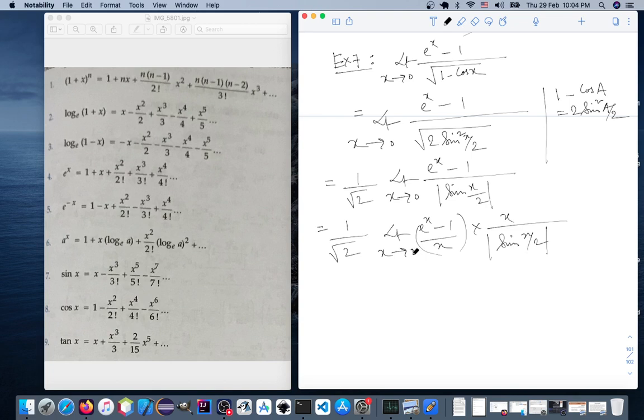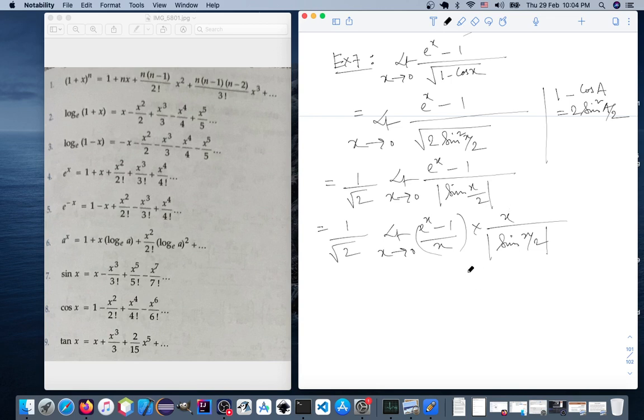If x is tending to 0 positive, we can open this mod simply as sine x by 2. But if x tends to 0 minus, we have to open it with a minus. And there's a problem: the limits as x tends to 0 plus and x tends to 0 minus will not be the same. So let's try to find out.